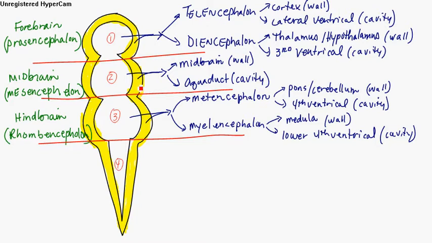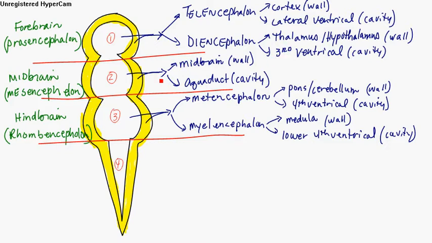You've got the yellow part here is the wall, and the openings, those are the ventricles or cavities, and you've got the spinal cord down here, which I can talk about a little bit later. But this forebrain area, when it develops, is part of the telencephalon and the diencephalon. Telencephalon, the wall, is the cortex, and the cavity is the lateral ventricle. In the diencephalon, you've got the thalamus and the hypothalamus, and then you get the third ventricle. So those structures are around each other.